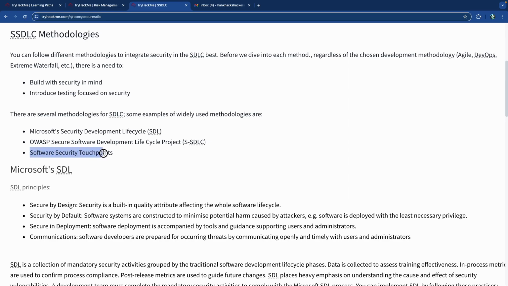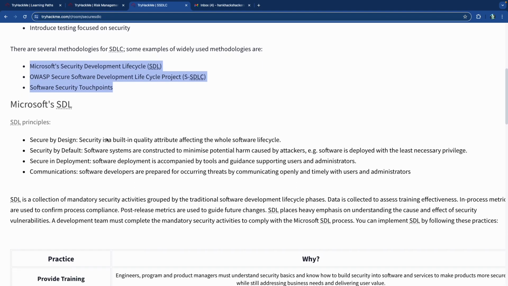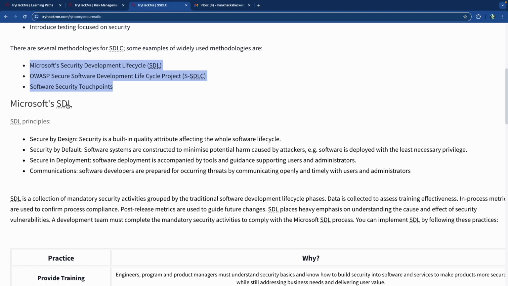And then we have software security touchpoints. These are methodologies for SSDL, Secure Software Development Lifecycle. Microsoft SDL is secure by design, so it focuses on the whole software lifecycle by design, so from the very beginning. Security by default, software systems are constructed to minimize potential harm caused by attackers, meaning the software is deployed with the least necessary privilege, so trust no one, right?